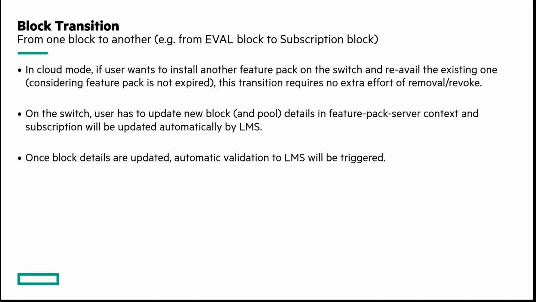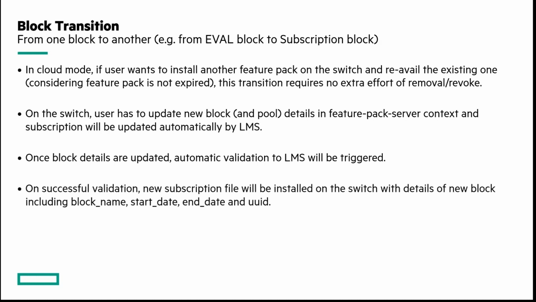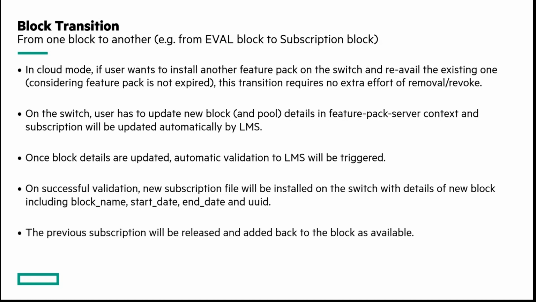As soon as new block details are updated in CLI, a validation will be triggered automatically. And on successful validation, new subscription file will be installed on the switch with details of new block, including block name, start date, end date, and UID. The previous subscription file will be released and added back as available in the respective block and pool.